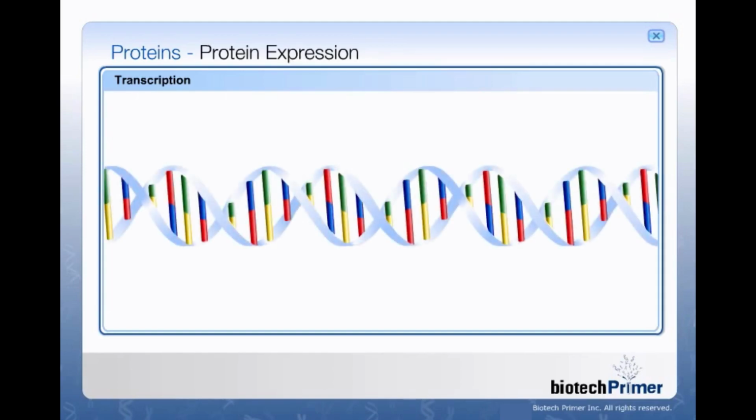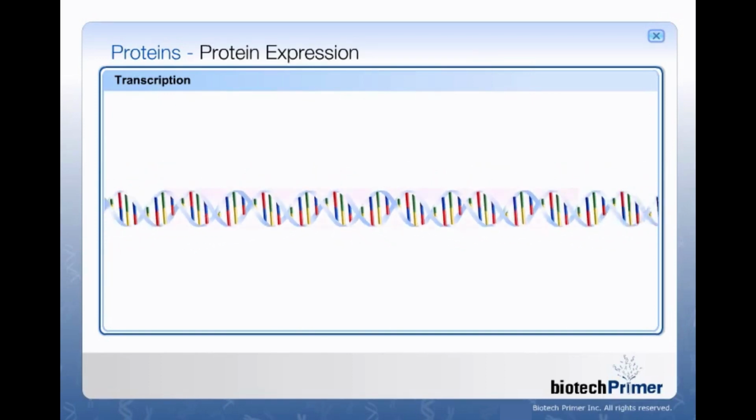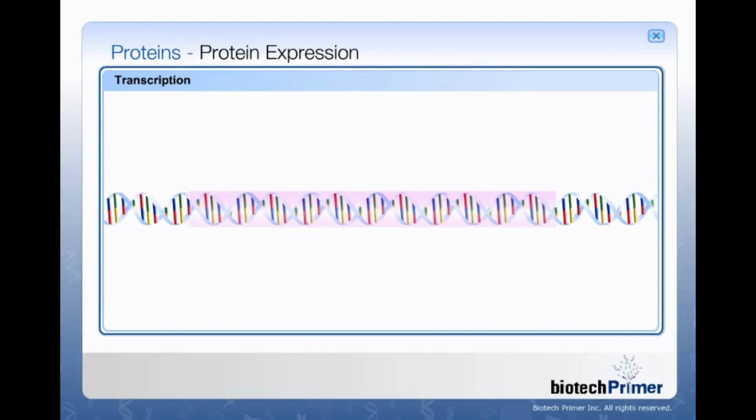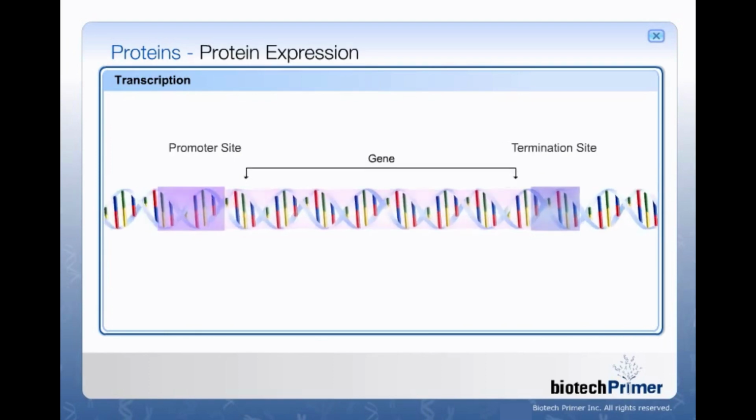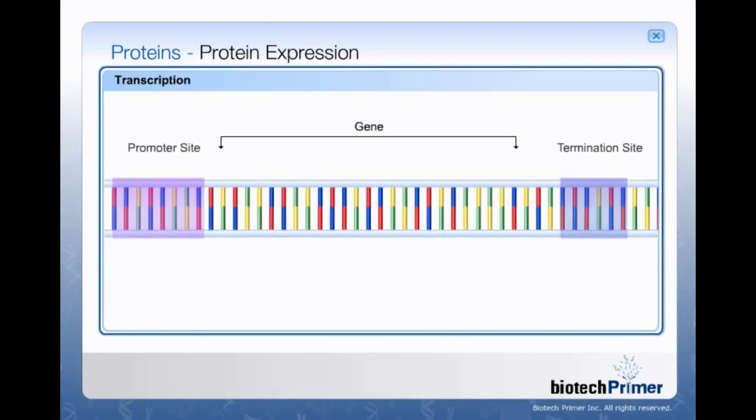A gene is a segment of DNA with a specific sequence of nucleotides that contains the information for making a protein. The gene is bound on either end by two sites, the promoter site and the termination site. Transcription begins when an enzyme called RNA polymerase binds to the promoter site.